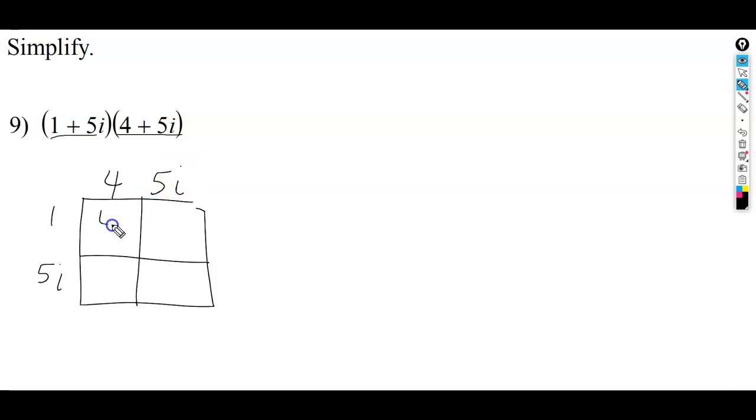So 1 times 4 is 4. 1 times 5i is 5i. 5i times 4 is 20i. And then 5i times 5i is 25i squared. Then we're going to go ahead and take these four numbers out.